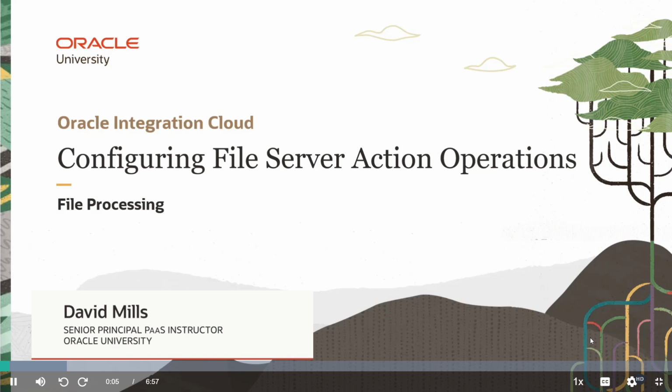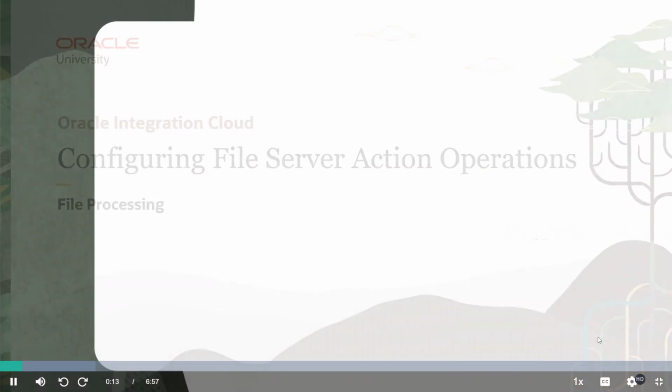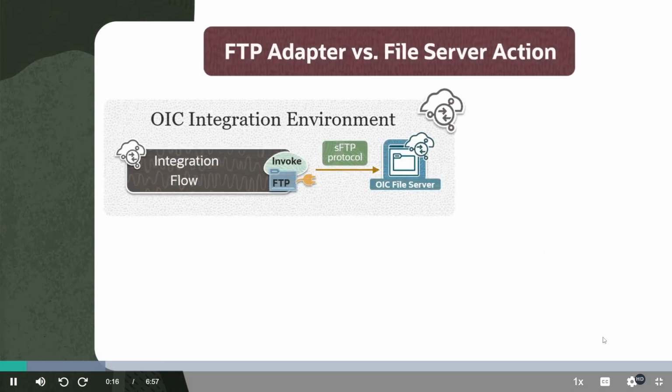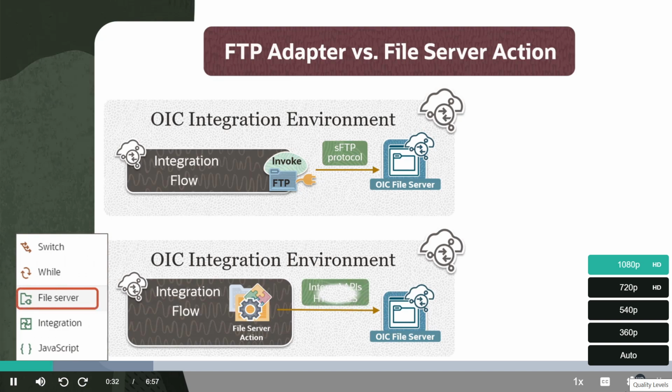Welcome. In this lesson, we'll learn how to interact with files located in the embedded file server using the new file server action. But first, as we learned in an earlier lesson, you can still define and configure an FTP adapter connection to interact with the OIC file server, just as with any other external secure FTP server. But when you use the file server action, under the covers, OIC uses internal APIs to directly access any location within the file server, unlike the FTP adapter, which has been configured with specific credentials.